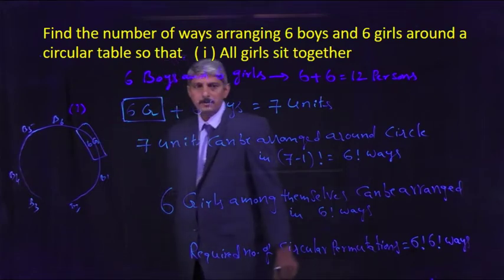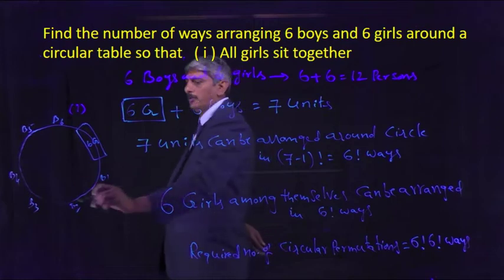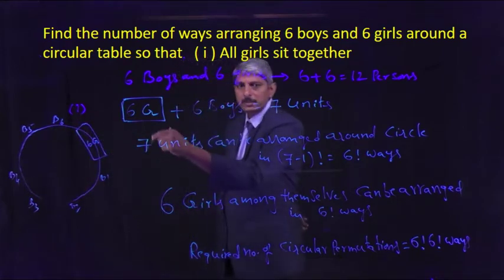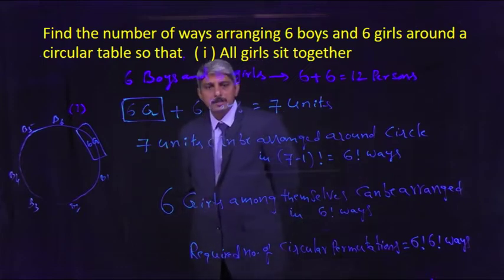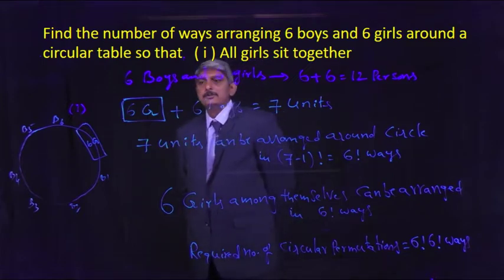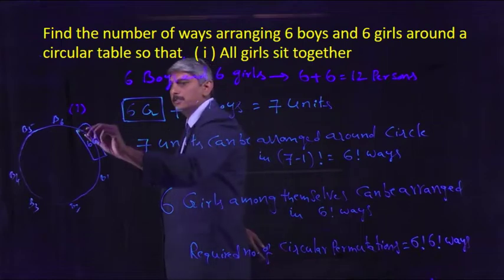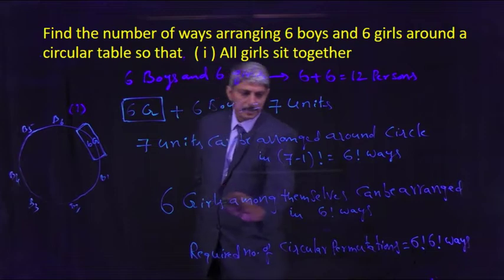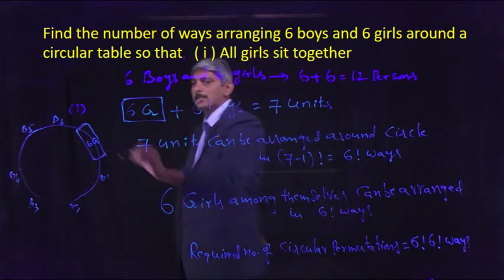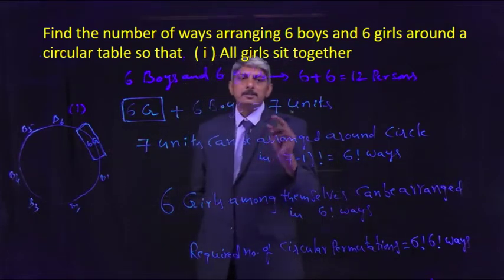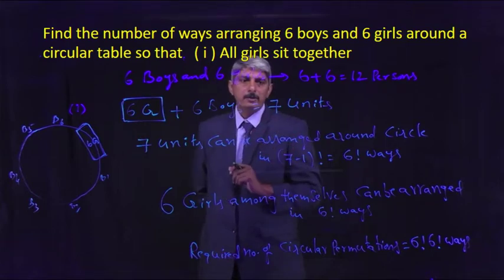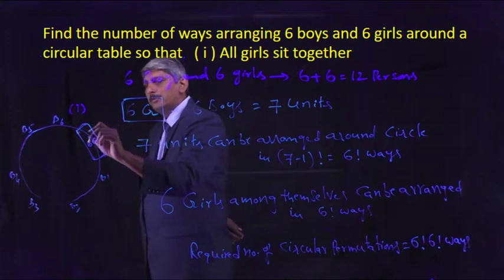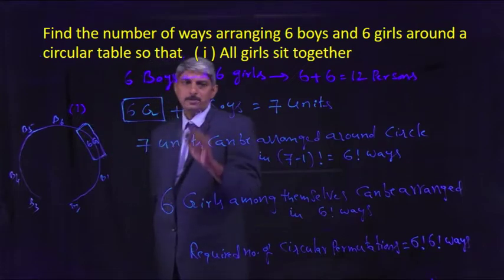Okay. So B1, B2, B3, B4, B5, B6 and this one is totally 7 units. These 7 units around a circle can be arranged in 6 factorial ways. Now, 6 girls in this bundle containing 6 girls. So for the second operation, 6 girls among themselves can be arranged in 6 factorial, not 6 minus 1 factorial. If you apply 6 minus 1 factorial, again here we will form a circle, so that is wrong.